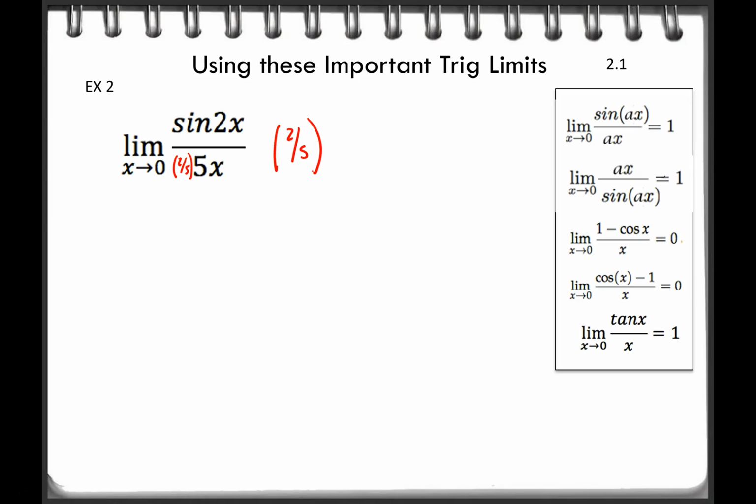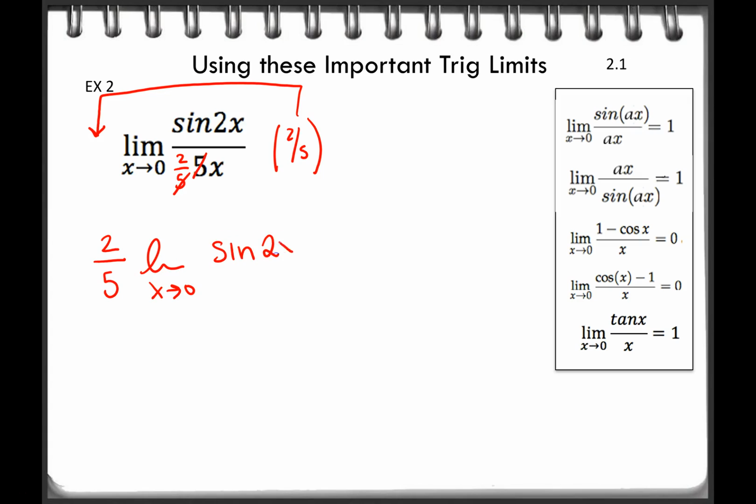All right. So what happens to 2/5 and 5 over here? Well, let me rewrite this like this. You'll see that the 5's cancel, and I'm going to pull this out in front. So what are we left with here? We're left with a 2/5, the limit as x approaches 0, of sine of 2x over 2x.